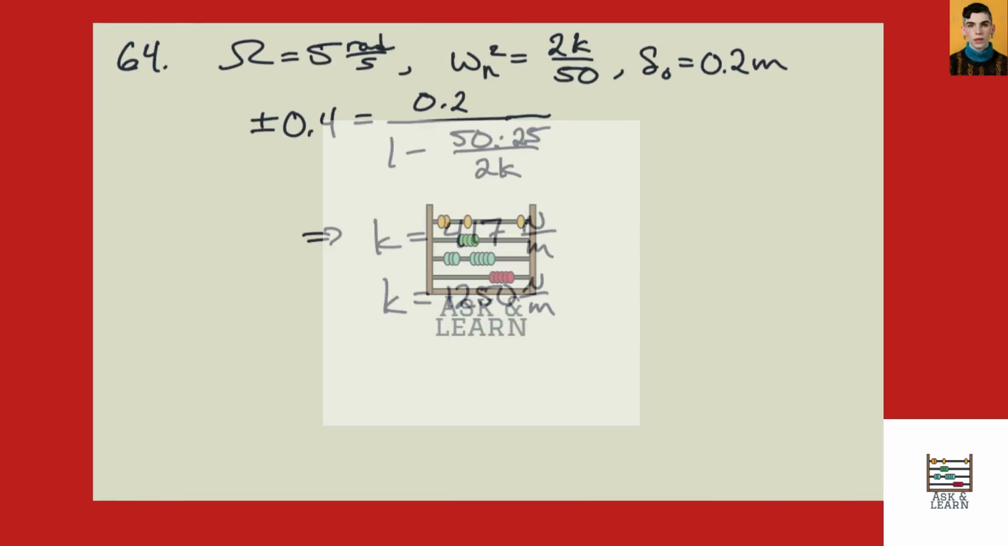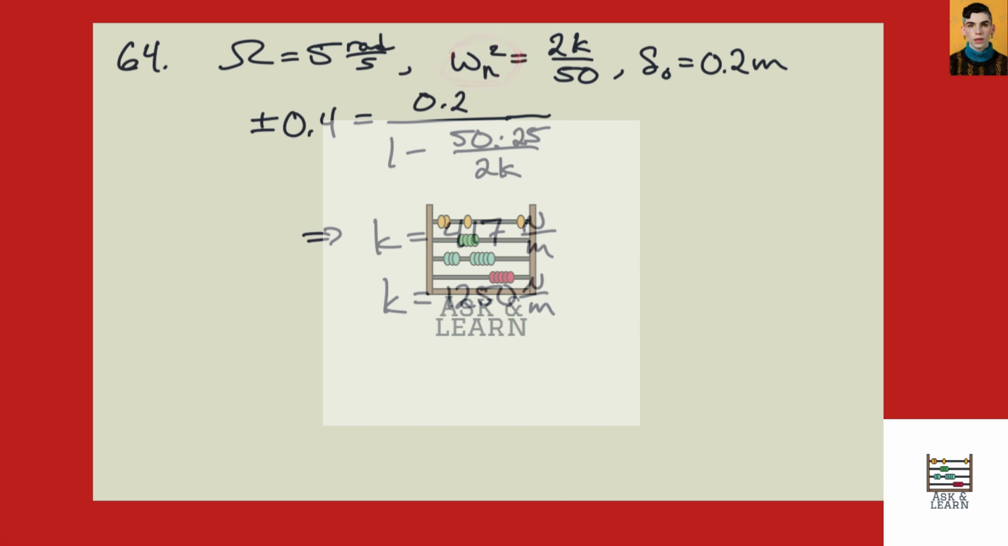This problem is very similar to the previous problem, but now we are looking for the spring constants so that the amplitude is again 0.4 meters. And so we have the same system as we had in the previous problem, but now we're told that the excitation frequency is 5 radians per second.